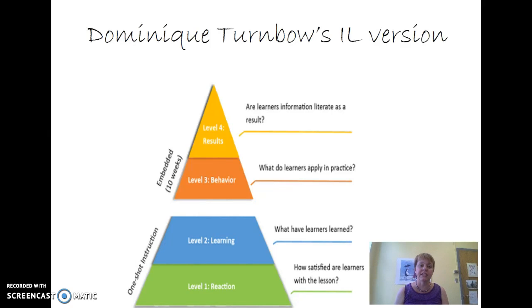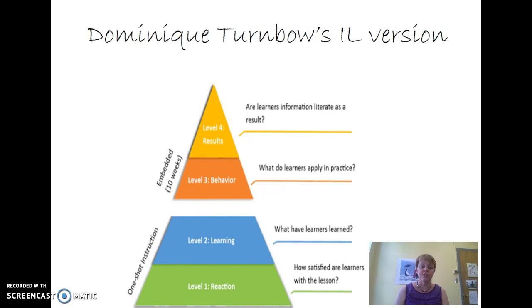So here is Dominique's version of the Kirkpatrick level and how it translates to our setting. I think the Kirkpatrick level is a really great way to organize how we think about the evaluation of instruction and to make sure that we are considering the value of instruction at all the different levels.